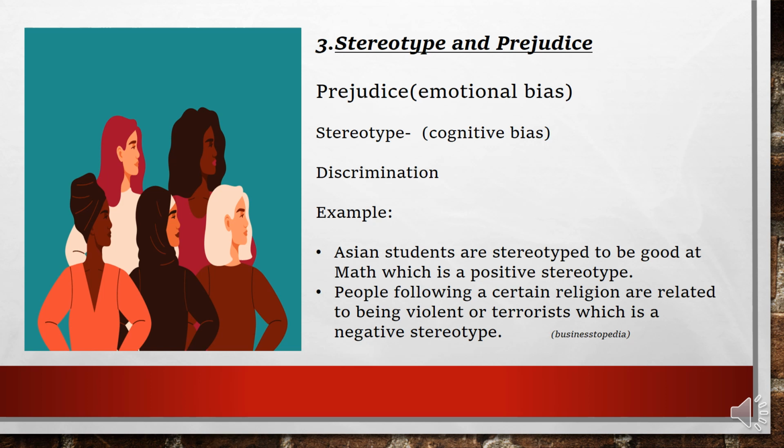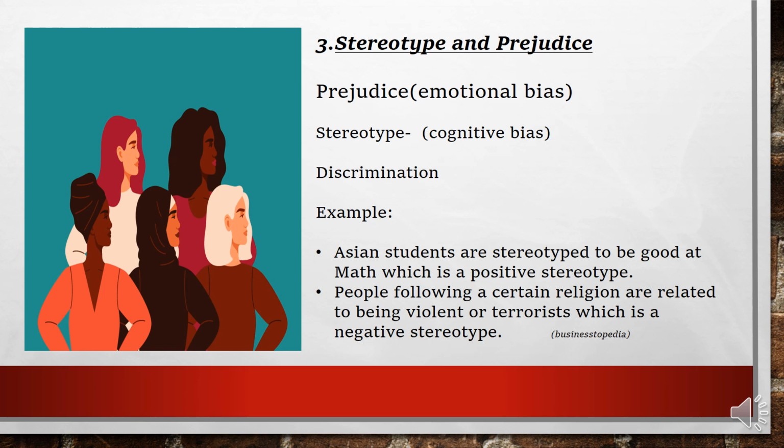And then when we say stereotype, I told you it's a cognitive bias that overgeneralizes individuals. So let's say, for example, Asian students are stereotyped to be good at math. This is a positive stereotype, and that means that all Asians are good at math. And then the second one, people following a certain religion are related to being violent or terrorists.